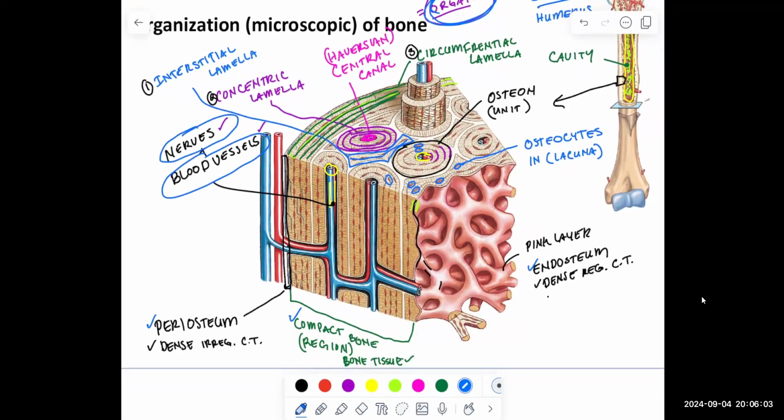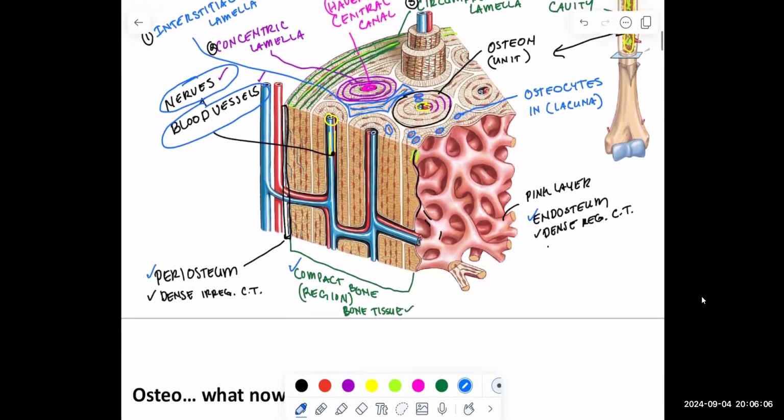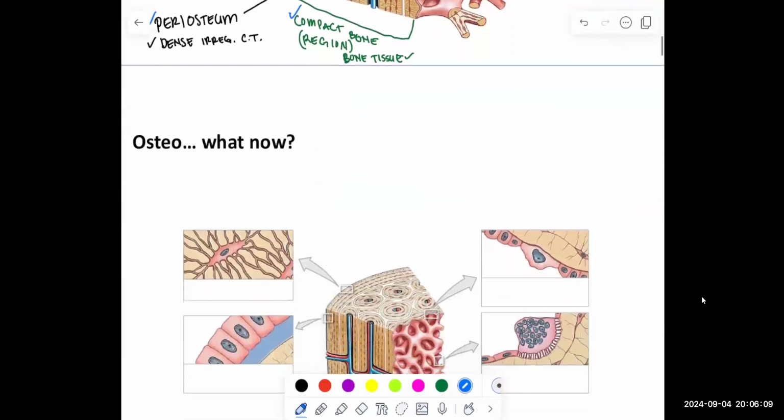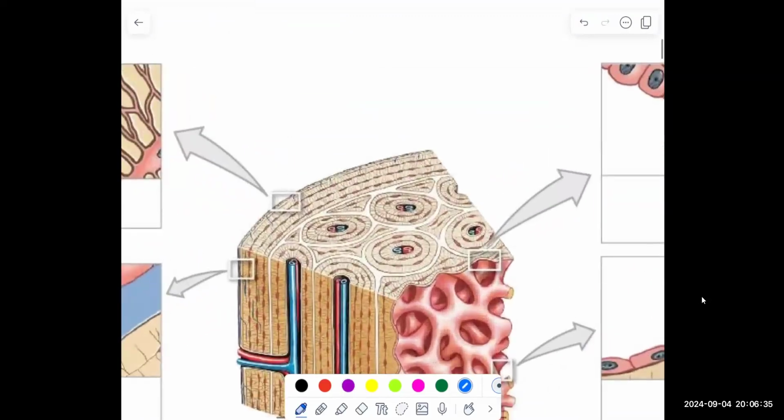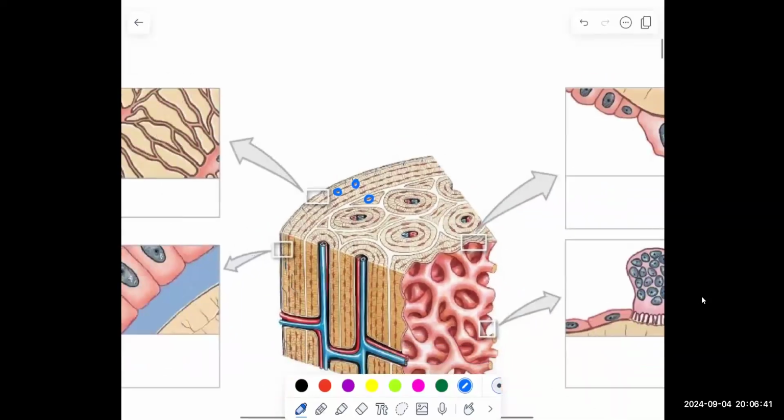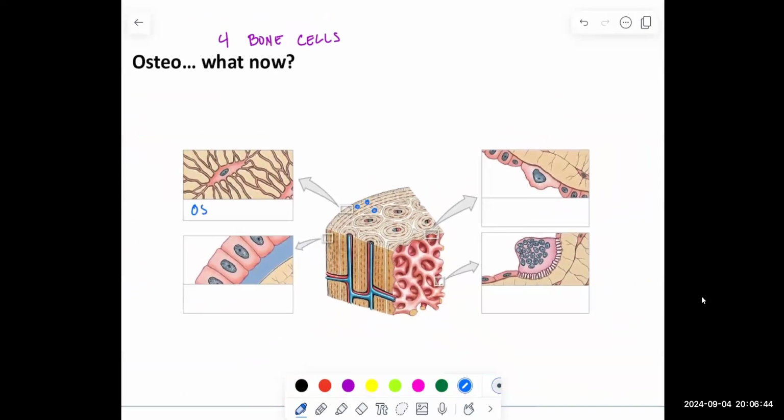Let's keep going. Cells. The osteocells. There are 4 different types of bone cells. I need you to know what they are and what they do. We already named one of them. What are the ones that make these little red dots? Osteocytes. That is what is shown over here. This one is an osteocyte.